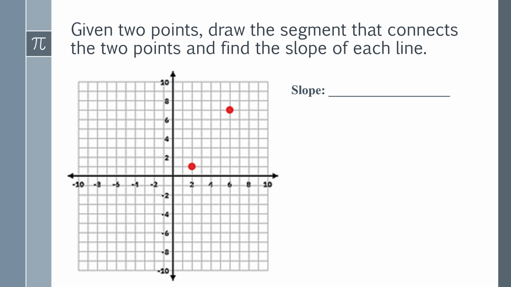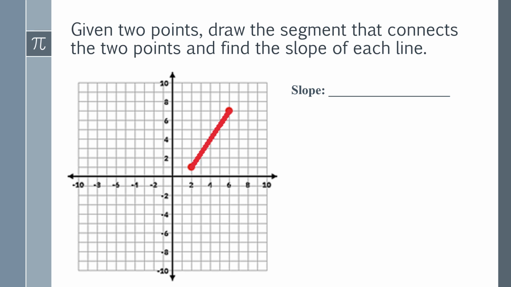Okay, so given 2 points, draw the segment that connects the points and find the slope of each line. So we've got these 2 points and we're going to draw our segment. So just connect your dots. Now it helps to have our coordinates, so we're going to put those in: 2, 1, and this coordinate here is at 6, 7. And I want to show you that the slope can be found no matter what the order. So we're going to call this point A, and this one's point B.